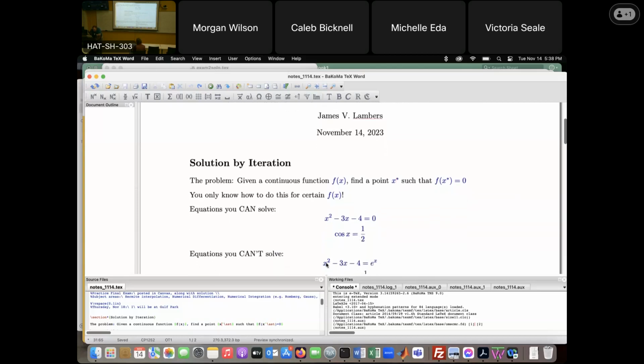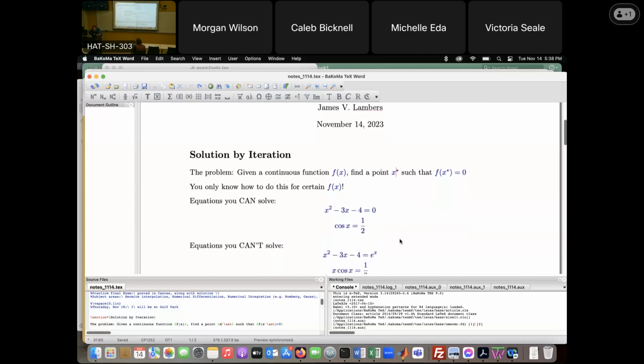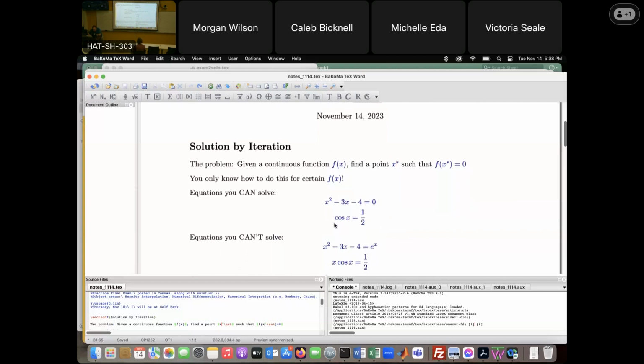For example, if I have the same polynomial but equal to e to the x instead of equal to 0. Or if I take cosine x equal to 1/2 and multiply the left side by x, so trying to find a solution to x cosine x equals 1/2. Usually the equations that you can solve involve a very specific kind of function, like just polynomials, or just trig functions, or just exponential or logarithmic functions. Those kinds of equations you can work with without too much difficulty much of the time. But when you have equations that mix different types of functions, it's game over algebraically.